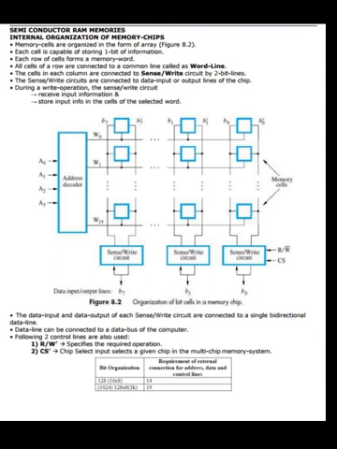During a write operation, the sense/write circuit receives input information and stores the input information in the cells of the selected word. The data input and data output of each sense/write circuit are connected to a single bidirectional data line. The data line can be connected to the data bus of the computer. The following two control lines are also used. Read or write specifies the required operation. CS, chip select, selects a given chip in a multi-chip memory system. See the table.